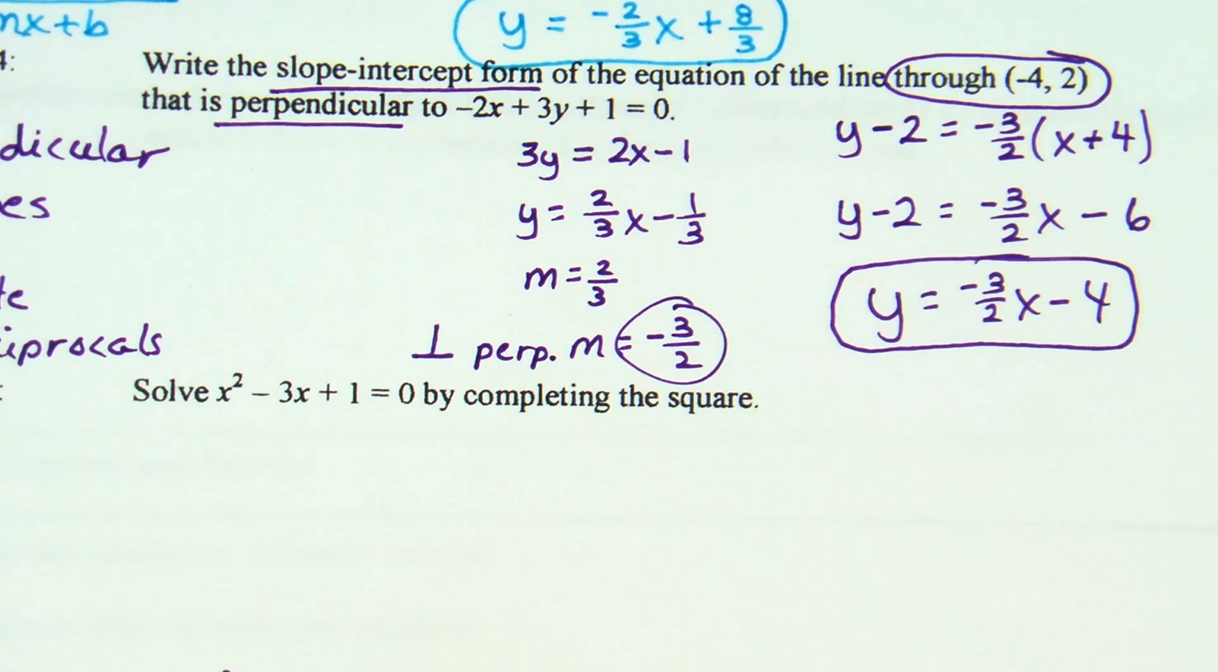Ready for the next example? Solve by completing the square. It doesn't go away. It still randomly pops up in our life. So, we do need to review completing the square.